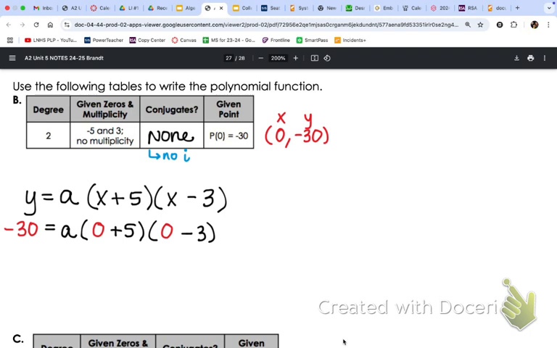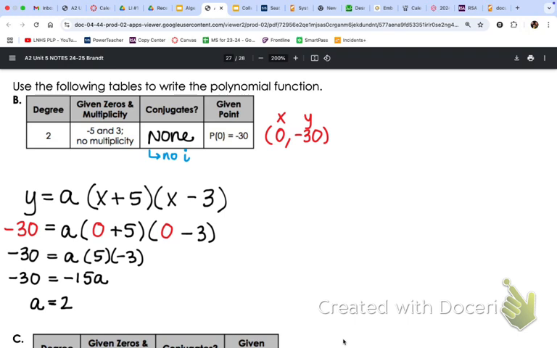And now your job is to simplify it. So we figure out what each of these parentheses are. 0 plus 5 is 5. So I'm going to just write 5 in that first parentheses. 0 minus 3 is negative 3. And then we multiply those together to get this baby equation. That would be 5 times negative 3 is negative 15a. And then if I divide by negative 15, I get a to be negative 30 divided by negative 15 is positive 2.